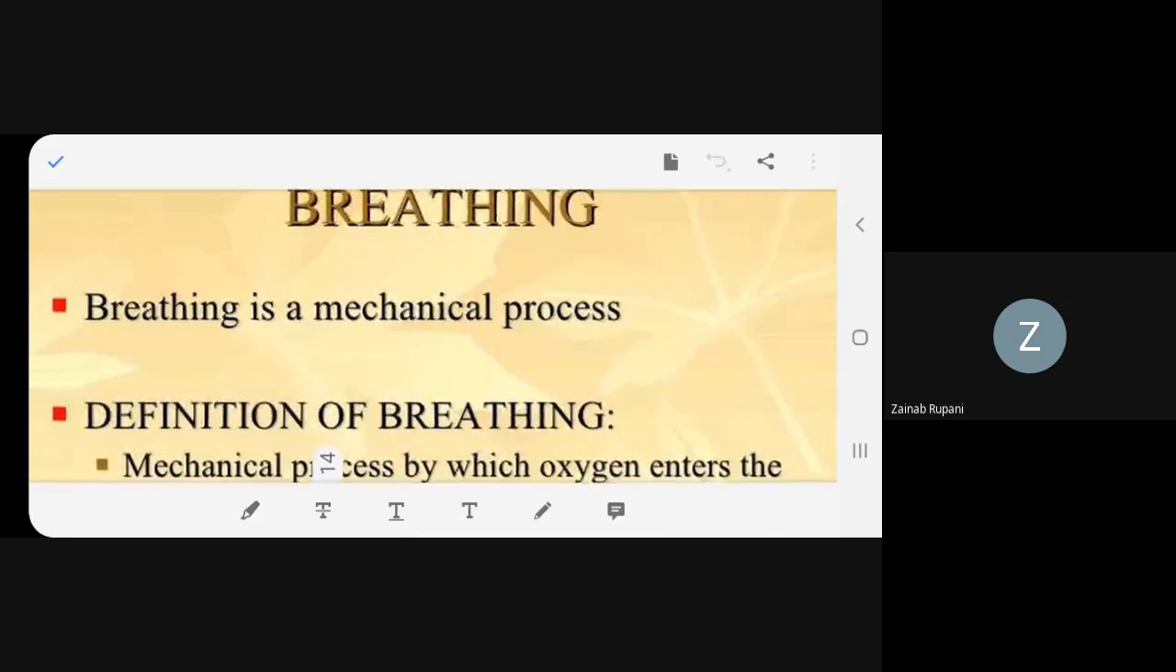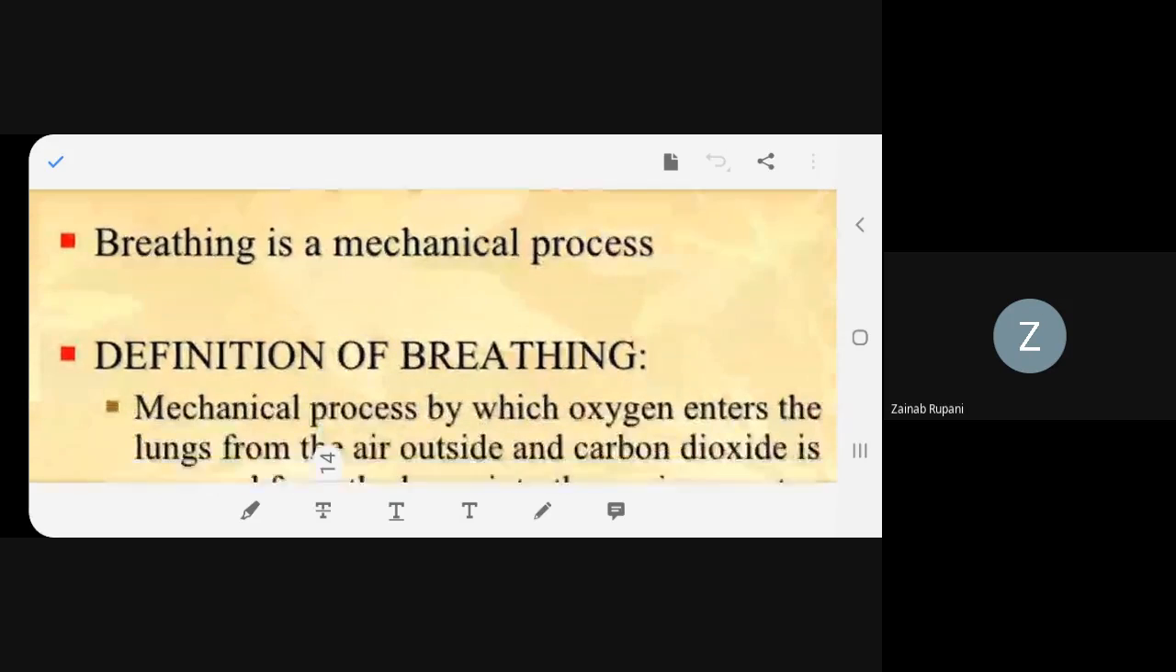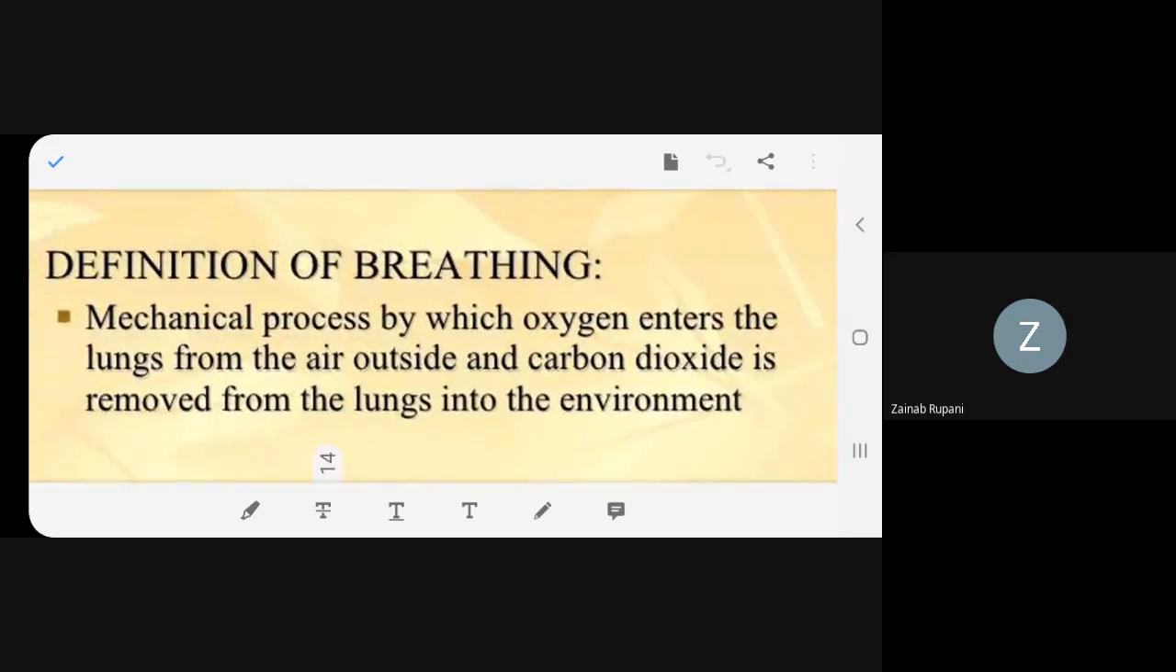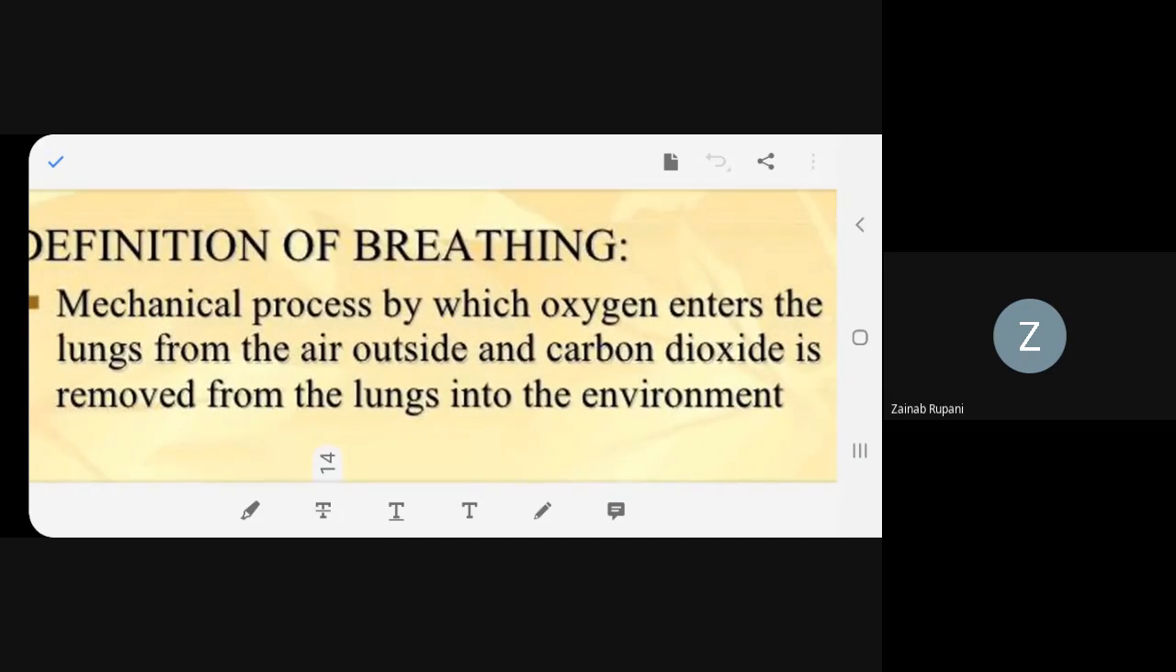Now what is breathing? Read. Breathing is the mechanical process by which oxygen enters the lungs from the air outside and carbon dioxide is removed from the lungs into the environment.